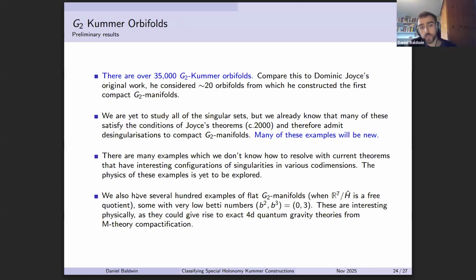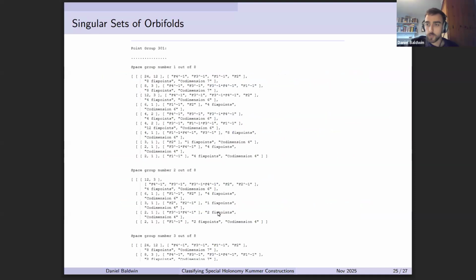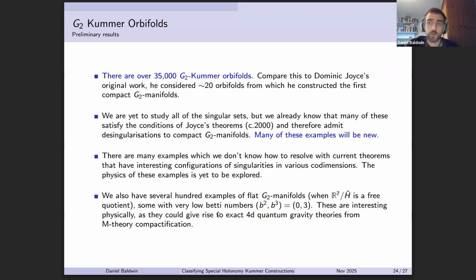Finally, we also have several hundred examples of flat G2 manifolds. This is where the quotient is free, so the space group acts freely on R^7. Some of these have very low Betti numbers, and these are interesting physically as they should give rise to exact 4D quantum gravity theories from M-theory compactification. So that's a summary of all the results we have so far.